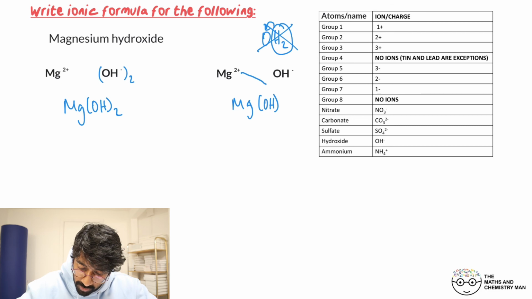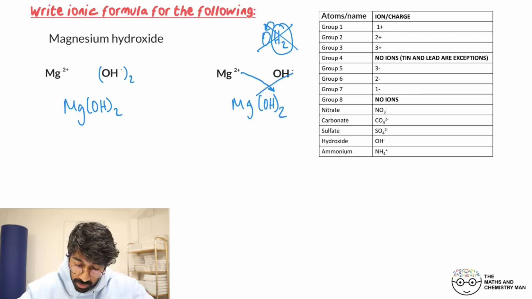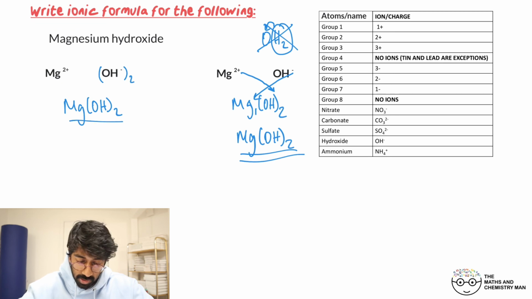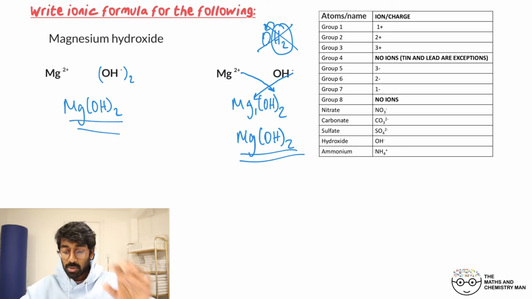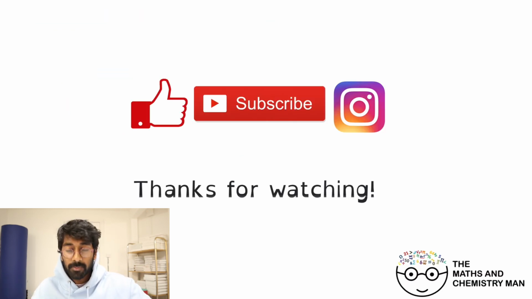And then we use that crossing over method again. So there we go, drag that one to this side, and then this is a 1 minus on the OH here, and drag that one down here. So what have we got overall? Mg and then OH in brackets, 2. Okay, so you get the same formula, 2 different ways. So pick whichever one works for you.